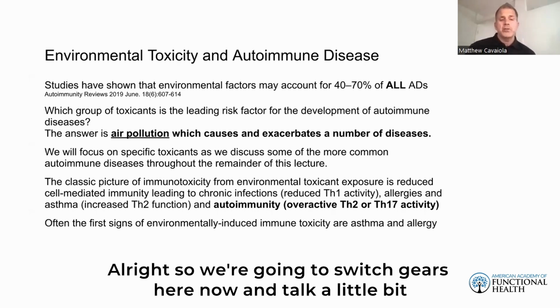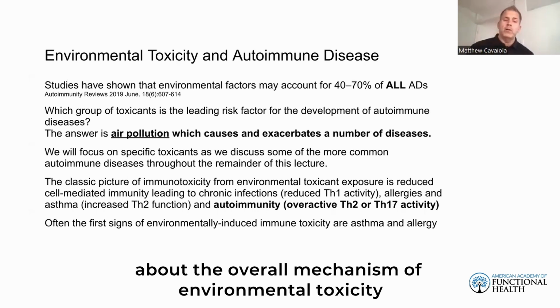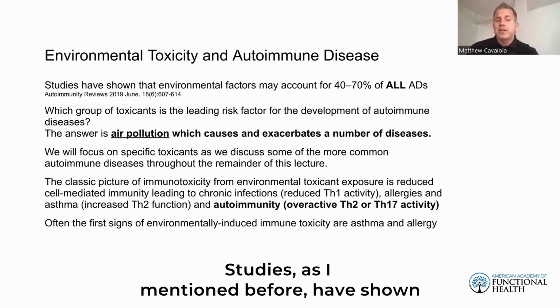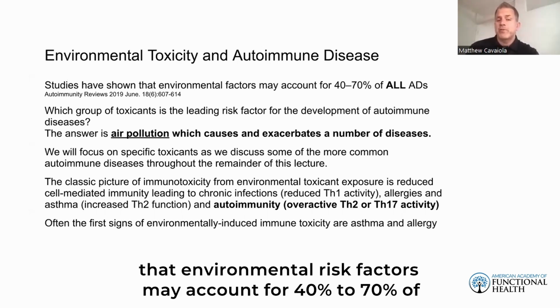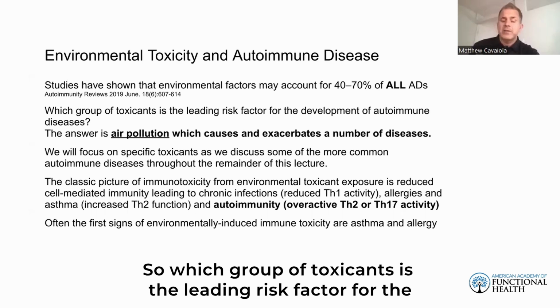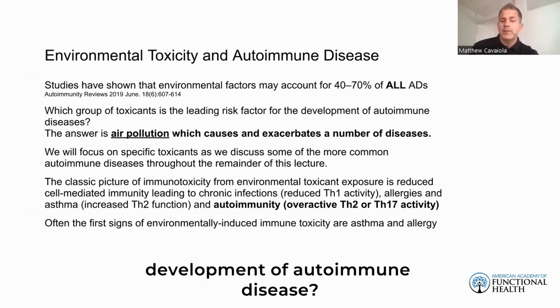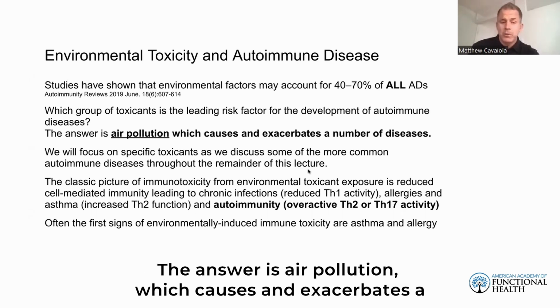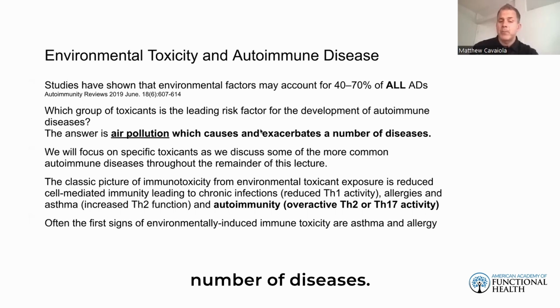All right, so we're going to switch gears here now and talk a little bit about the overall mechanism of environmental toxicity and autoimmune disease. Studies, as I mentioned before, have shown that environmental risk factors may account for 40 to 70% of all autoimmune disease. So which group of toxicants is the leading risk factor for the development of autoimmune disease? The answer is air pollution, which causes and exacerbates a number of diseases.